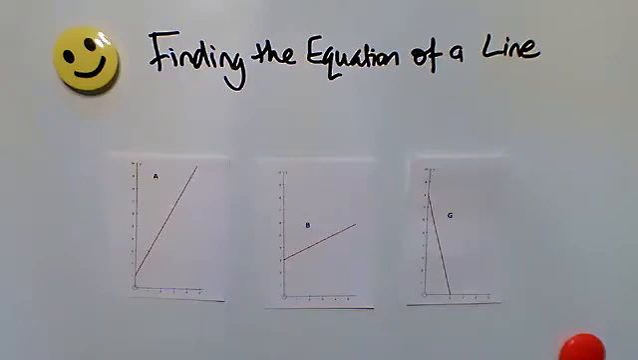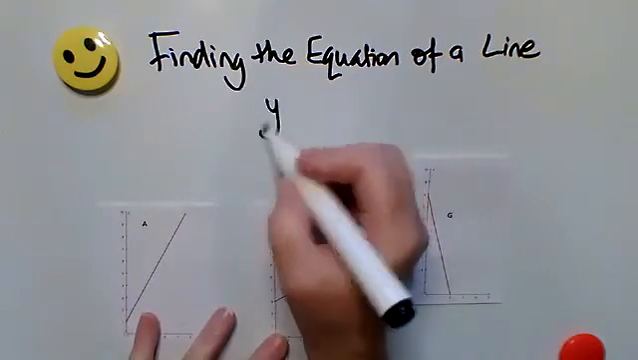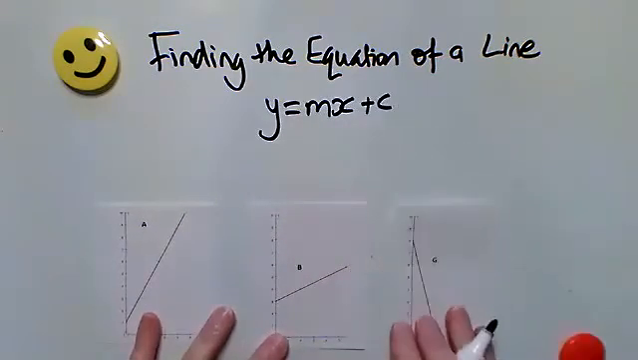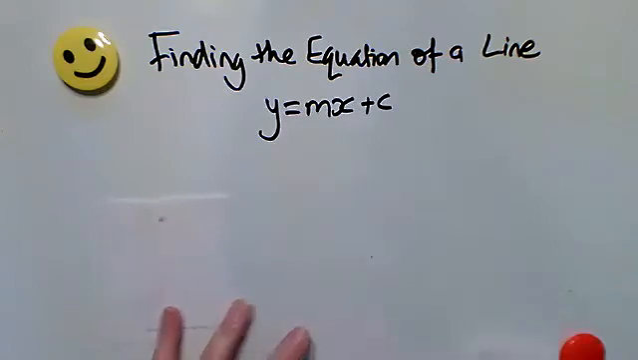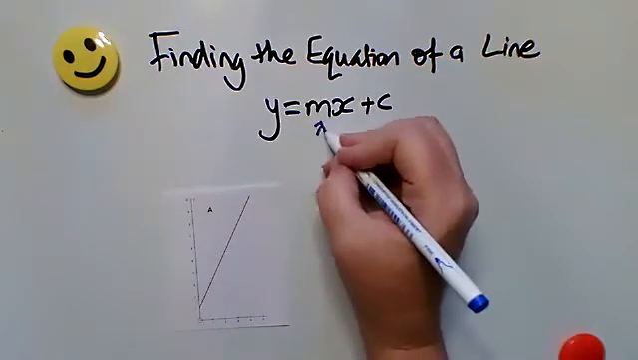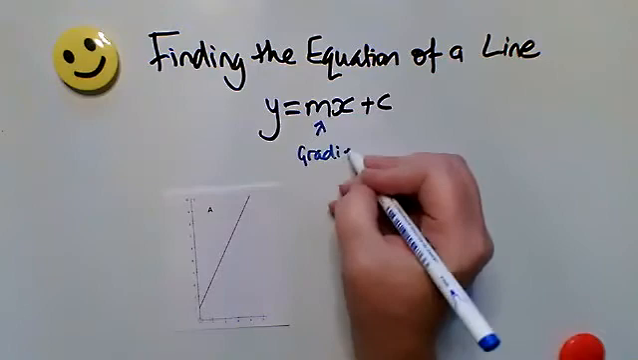This video is a quick recap on how we can find the equation of a line. And if we remember, this is the format that we're going to write that equation in. So looking at our first example, y equals mx plus c. Now the m part, this is the gradient of the line.